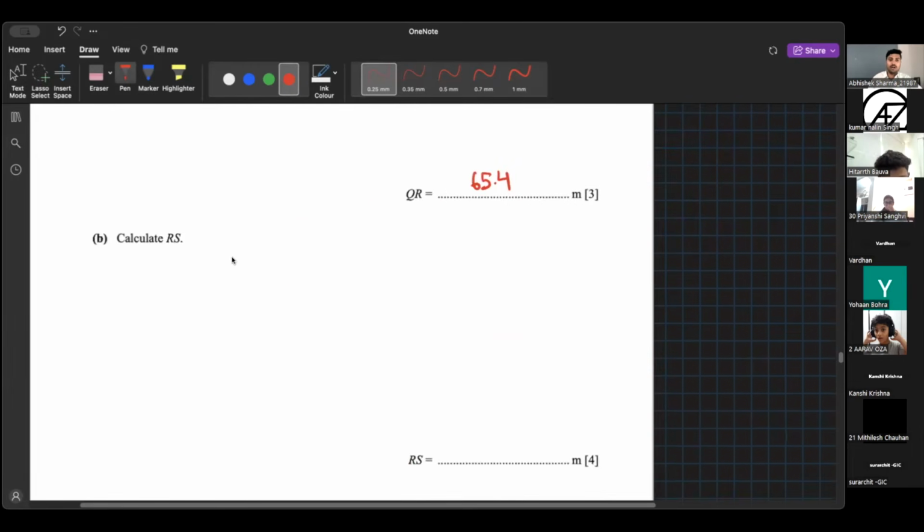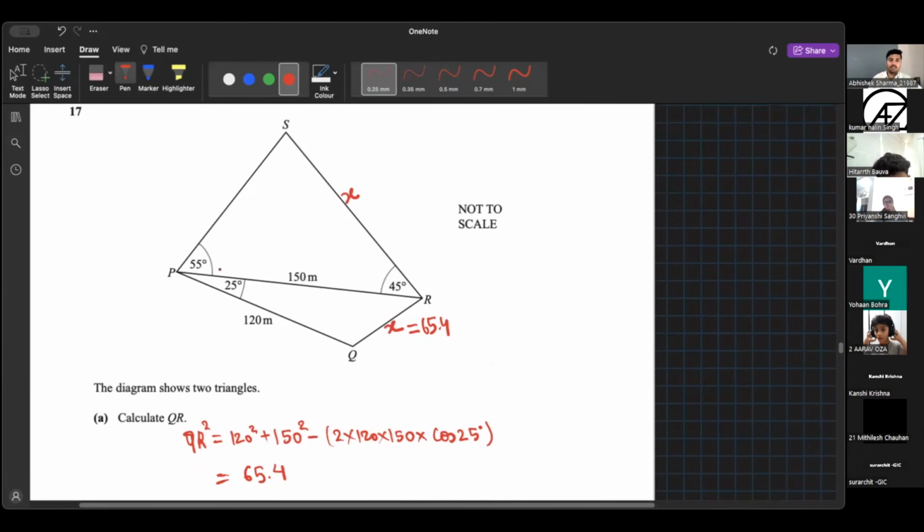In the second one, it says calculate RS. R and S. This is 45, this is 55. So this is going to be how much? 80? Sine rule. We can apply sine rule here. We can write x upon sine 55 equals 150 upon sine 80, that is 150 meters upon sine 80 degrees.